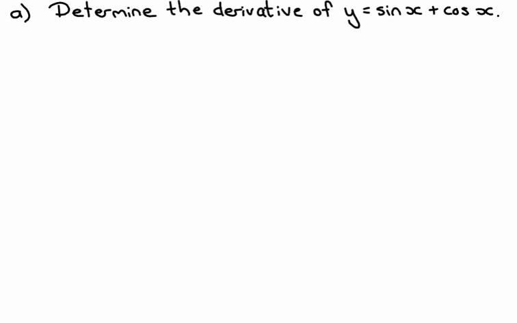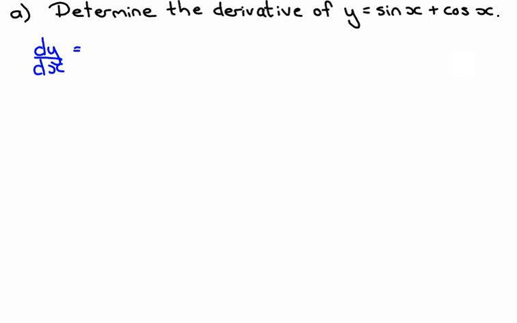Let's have a look at our first example. Determine the derivative of y equals sine x plus cos x. Okay, so we know that when we calculate the derivative of a sum, it's the same as the sum of the derivatives. Remember to get your notation right. So here we're dealing with dy over dx, the derivative of y with respect to x.